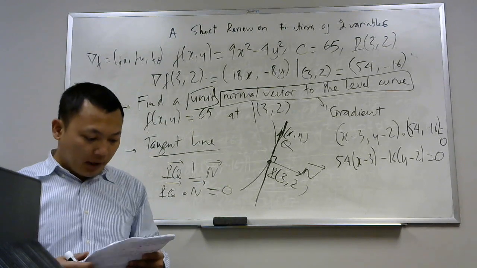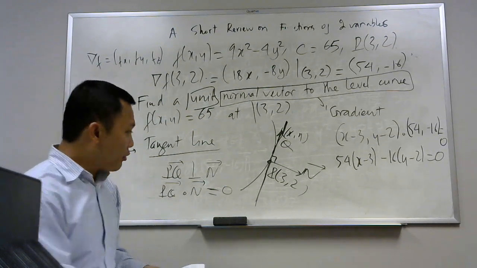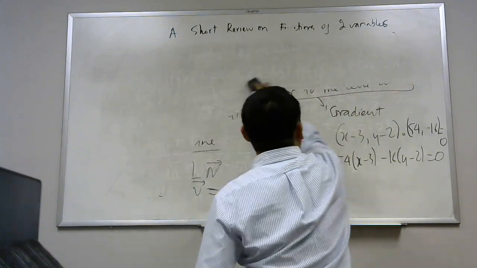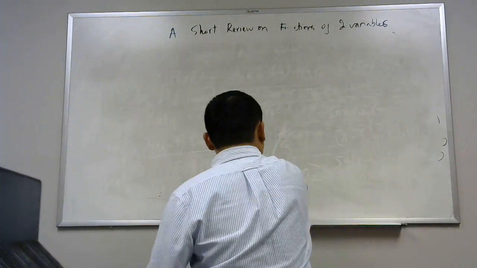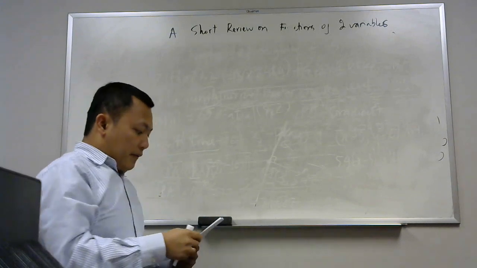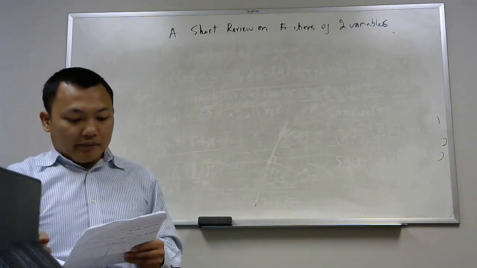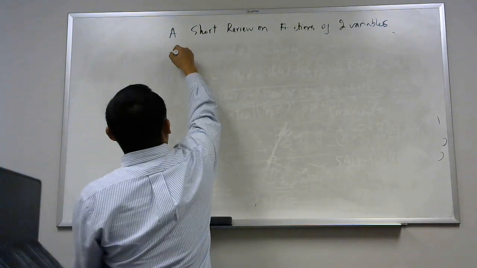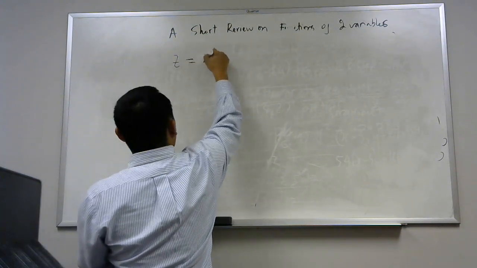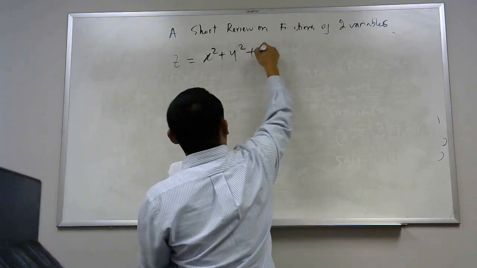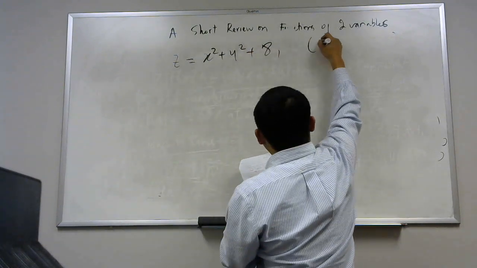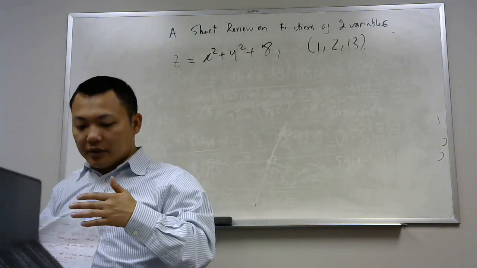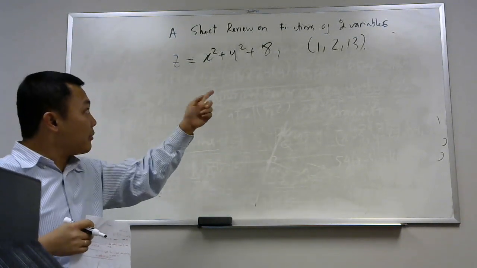Next question. Find an equation of tangent line to the surface at the given point. So we have z equal to x squared plus y squared plus 8 and the point 1, 2, 13. They ask us to find a tangent line to this surface at that given point.